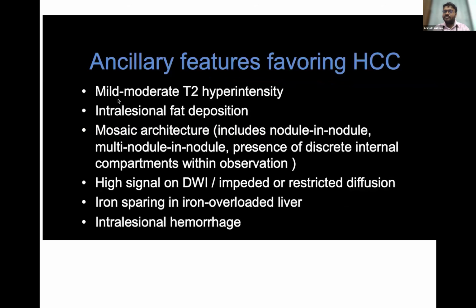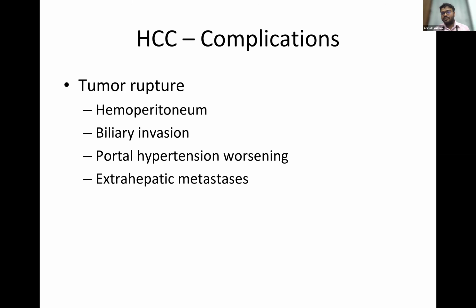But if you write the ancillary features: mild to moderate T2 hyperintensity, intralesional fat deposition, mosaic architecture, nodule in nodule appearance. For example, there was a T2 hypointense nodule. It is a regenerative nodule. But after 6 months, in that T2 hypointense nodule, there is one more T2 hyperintense nodule. That is called nodule in nodule. Now, T2 hyperintense nodule in a hypointense nodule, HCC. Diffusion restriction, iron sparing in iron overloaded liver, and intralesional hemorrhage.